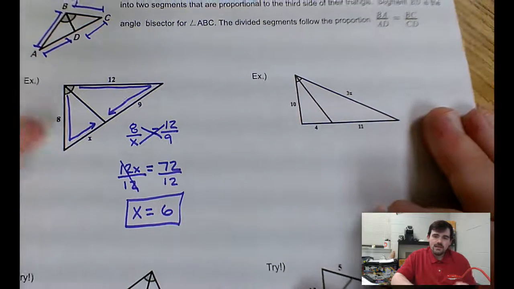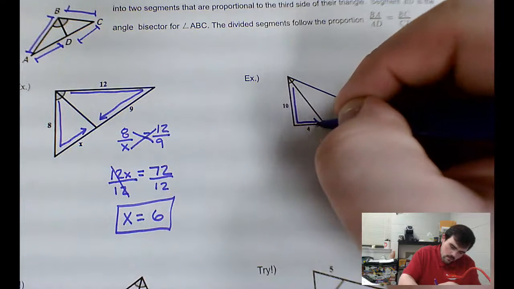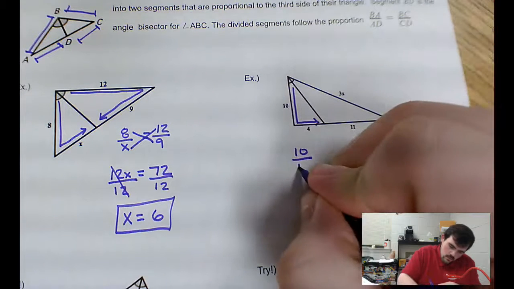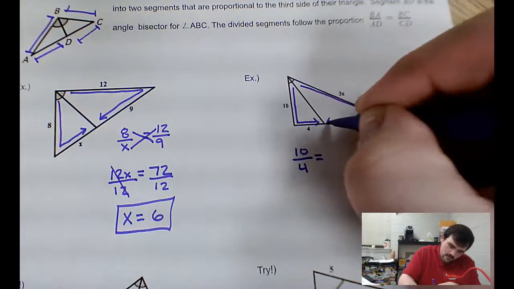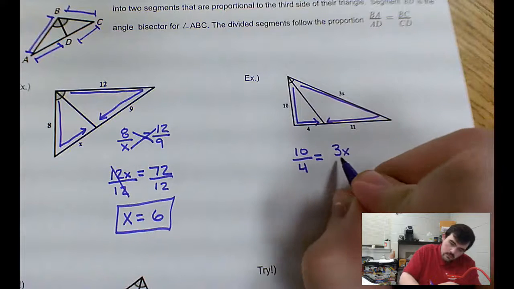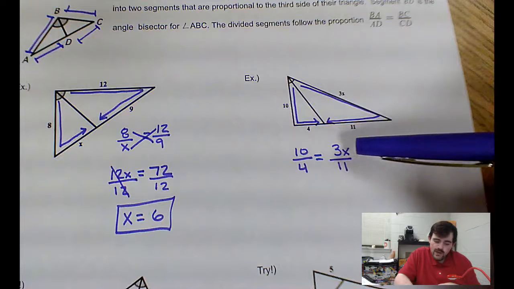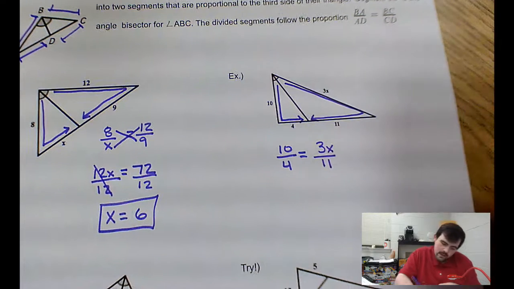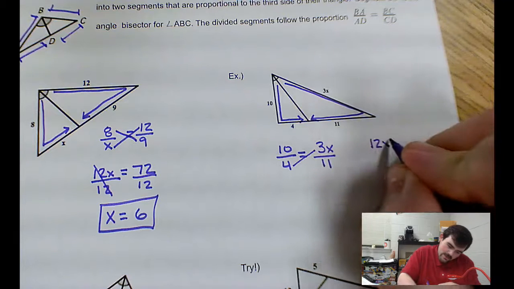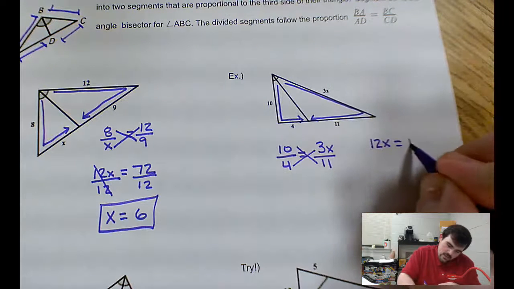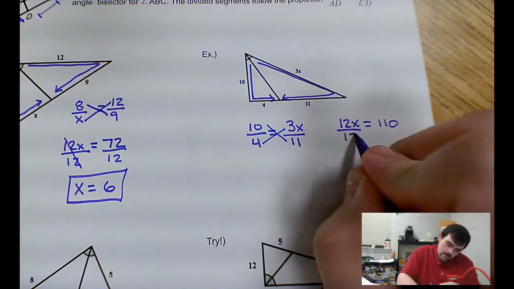Let's look at our next example. I'm going to say 10 over 4 equals 3x over 11. Now note, if we're going to check our work here, we have to plug it back in. Okay? So, 4 times 3x is 12x. 10 times 11 is 110. Divide both sides by 12.